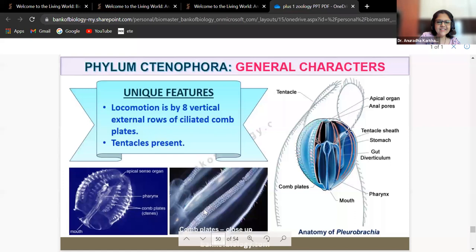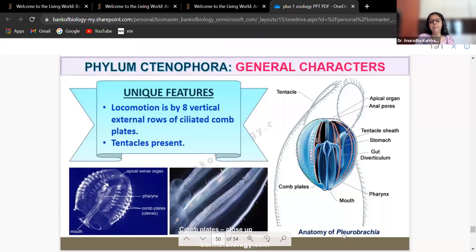Yes, here you can see the comb plates. Here one chain, here second chain. Comb plates are called as ctene, therefore they are called as ctenophora. c-t-e-n-e. Ctene ka matlab hota hai plates, comb plates. Understood? Any difficulty?